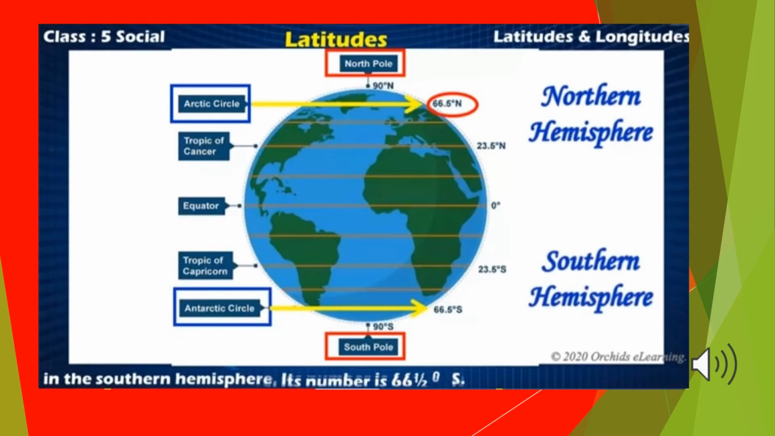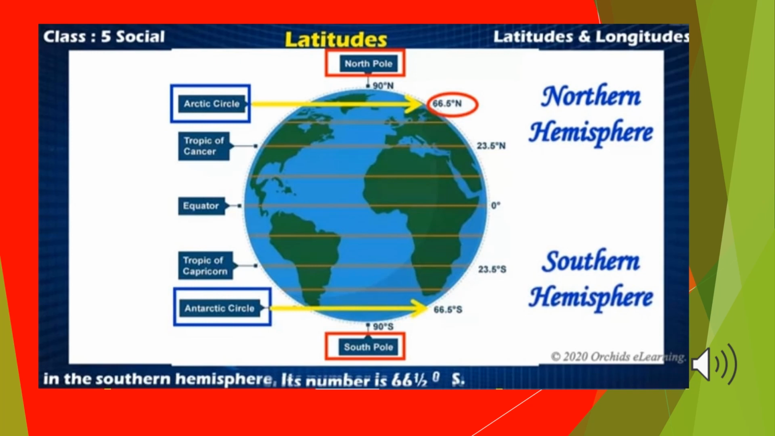There are 90 latitudes drawn to the south of the equator and 90 latitudes drawn to the north of the equator. Therefore, including the equator, there are 181 lines of latitude. The northern latitudes are marked by N and the southern latitudes by S.